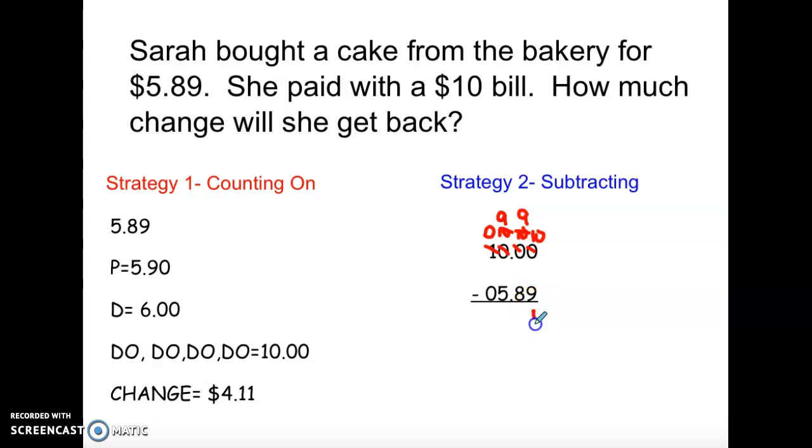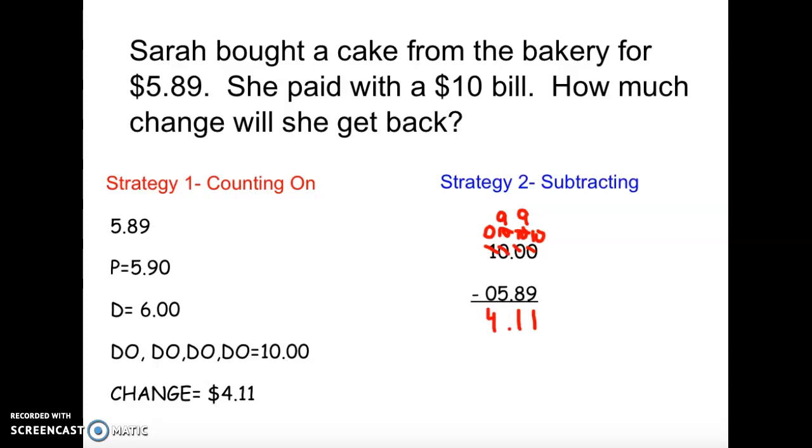10 minus 9 is 1. 9 minus 8 is 1. I have to move my decimal point on down. 9 minus 5 is 4. And 0 minus 0 is 0. So my total is $4.11. Both ways get me the exact same answer.